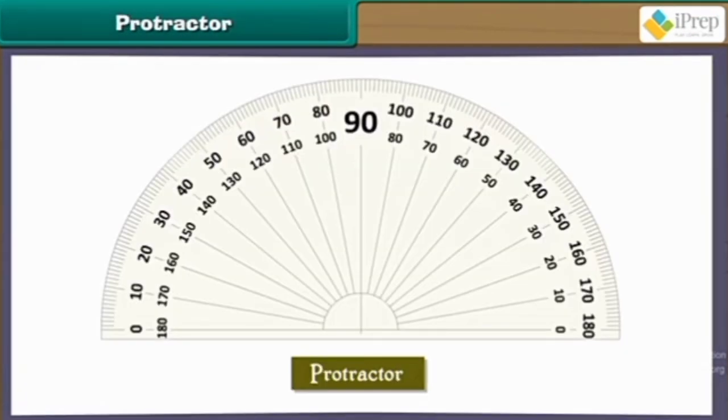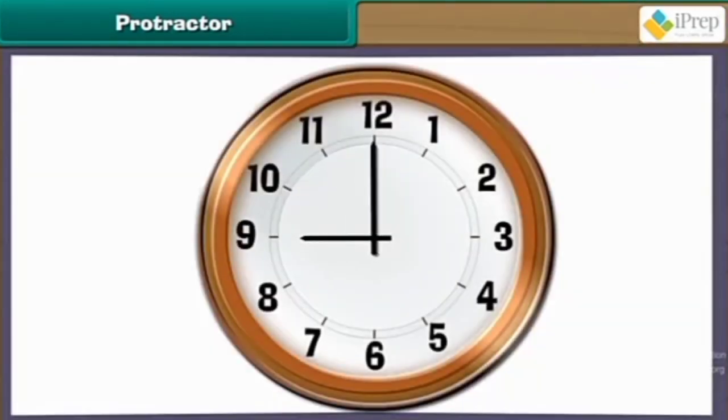Protractor is a semicircular geometric instrument. It has degrees marked on it from 0 to 180. Let us measure the angles made by the hands of a clock with the help of a protractor. This clock shows the time as 3. The long hand of the clock is on 12 and the short hand is on 3.